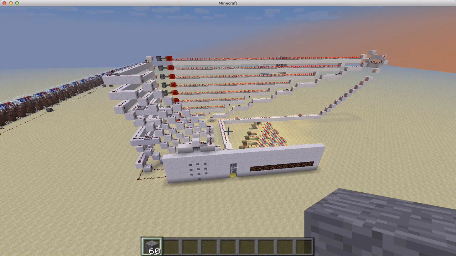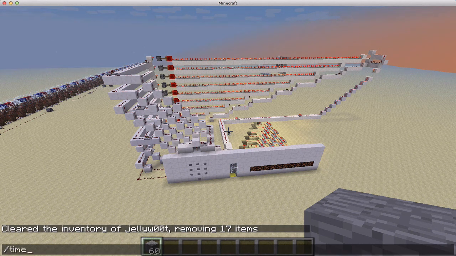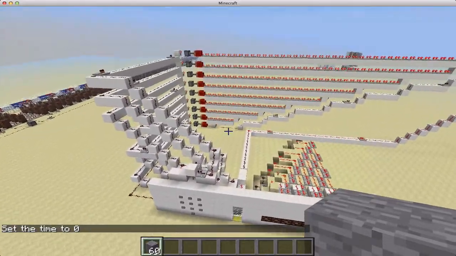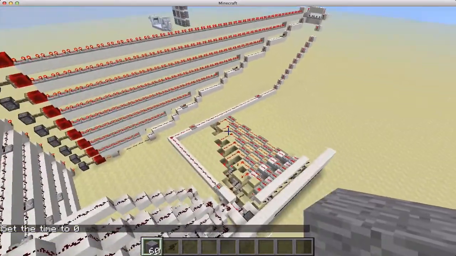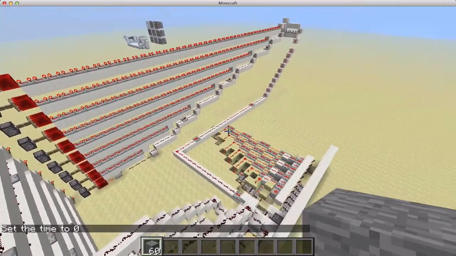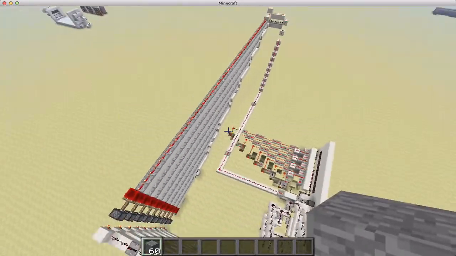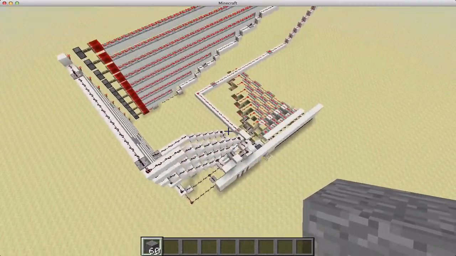Hello everyone, and welcome to my redstone testing world, and also welcome to another proof of concept video. This time for a calculator that uses a little bit different logic than most calculators, and therefore is able to be extremely small and do basic addition and subtraction.